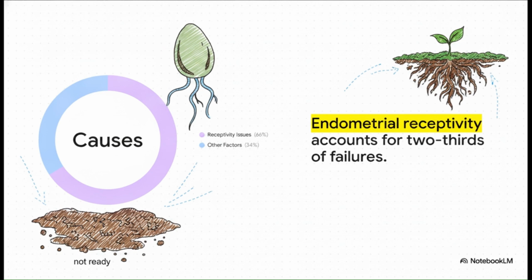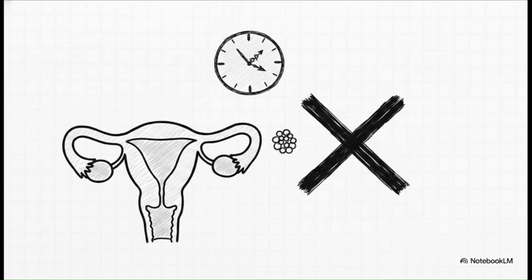Think about that for a second. The seed might be genetically flawless, but if the soil isn't ready to receive it, the embryo simply cannot take root. So what's actually throwing up these roadblocks?